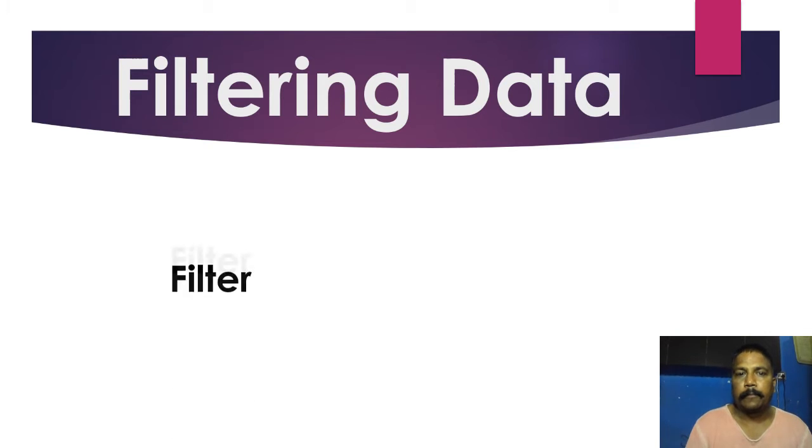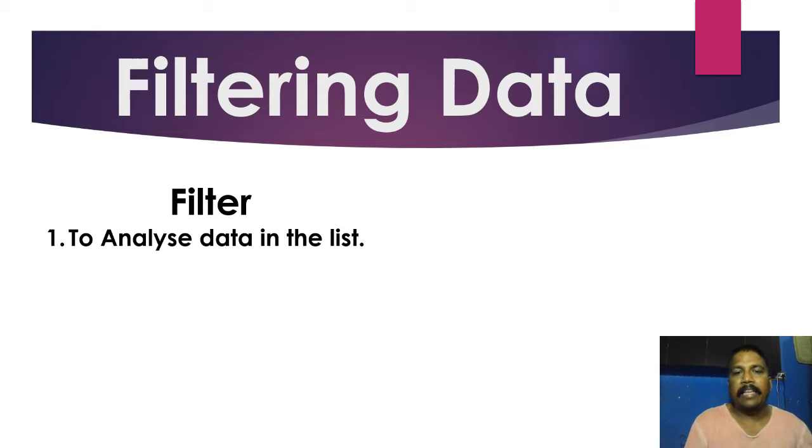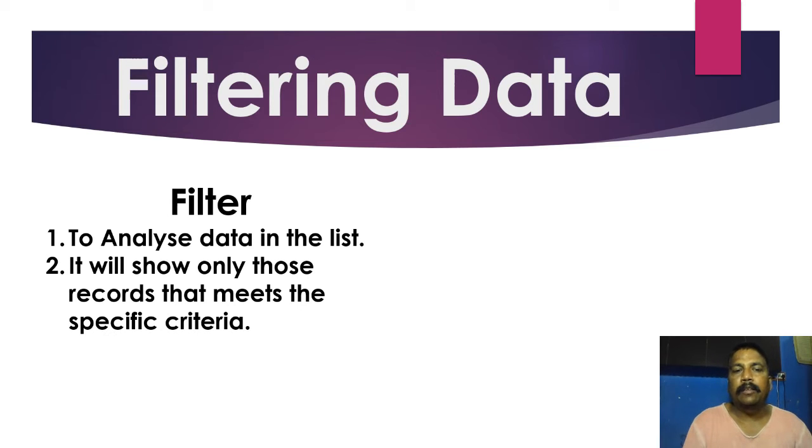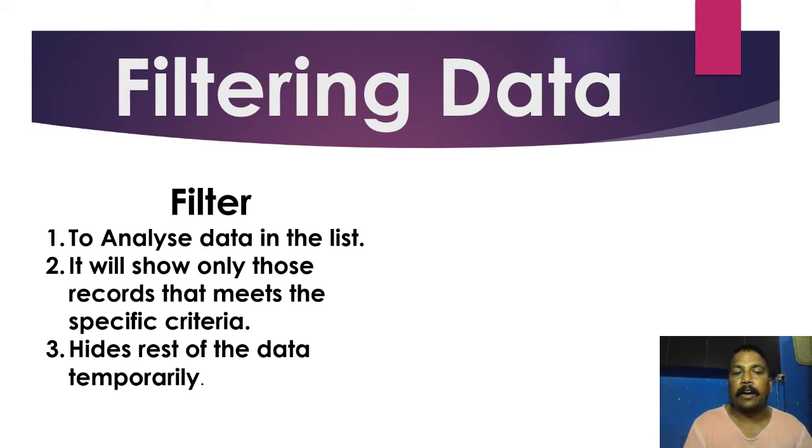Filtering the data. The first one, filter. What will happen in filter? It analyzes data in the list. The list that you have made on an Excel, it analyzes the data on that list only. The next one is it will show only those records that meet the specific criteria, the criteria that will be defined by you. And the third one, it hides the rest of the data temporarily. The rest of the data will be hidden.